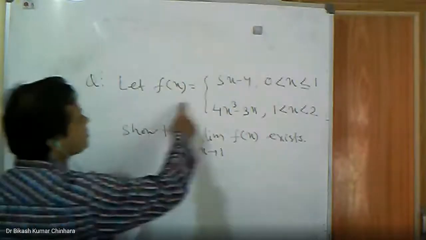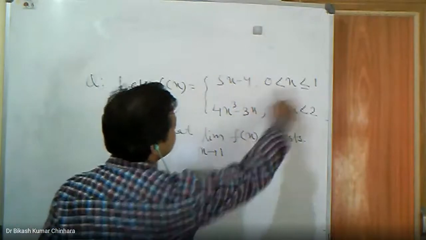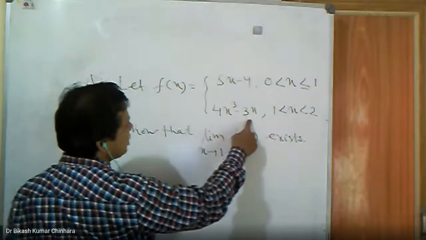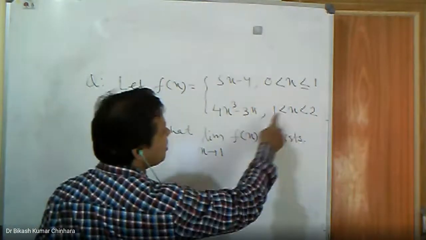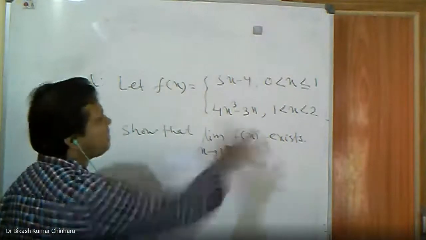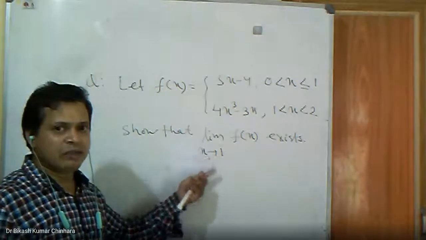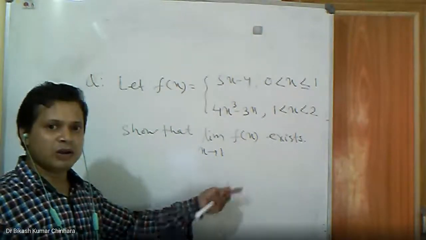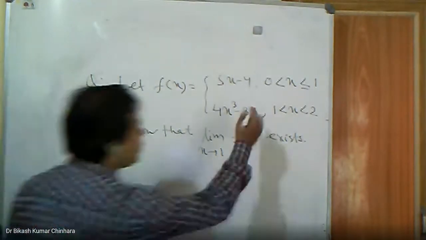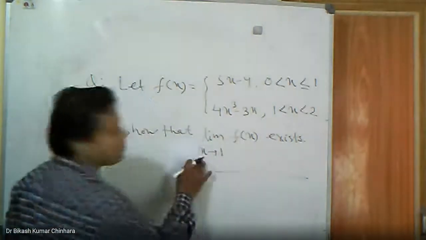So let me read. f of x is equal to 5x minus 4 when x lies in the interval 0 to 1, and 4x cube minus 3x when x is lying in the interval 1 to 2. Here 1 is closed. So you have to show that the limit exists. Limit exists means what? At the point 1, your left hand limit must coincide with the right hand limit. Try to do the geometry of the domain. So that means you have to evaluate the limit at 1.